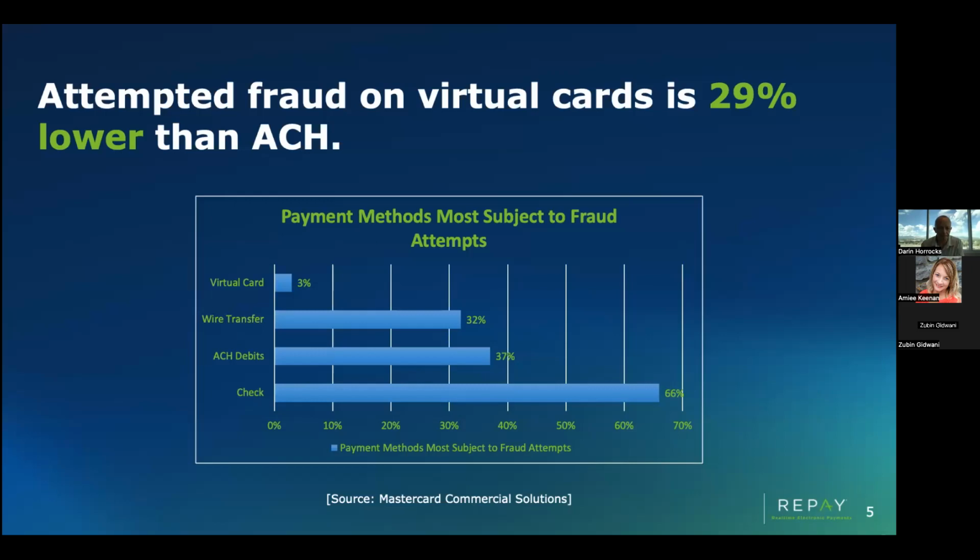One of the tools that we use is virtual credit cards as one of the payment options for vendor payment automation. Virtual cards have seen a reduced amount of attempted fraud than ACH, roughly 29% lower. Big reason for that is in order to make payment with a virtual card, you've got to make payment to somebody who's a validated merchant that's been validated through one of the credit card networks in order to be able to process credit card payments.